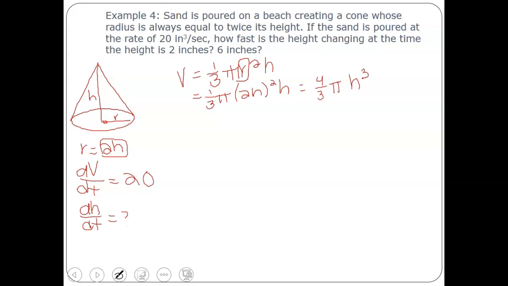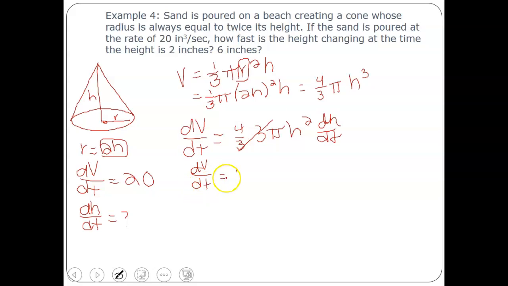Now, my volume is in terms of one variable, the variable we are looking for the rate of change of. So we're going to say that dV/dt equals 4/3 times 3 pi h squared dh/dt. My 3's cancel, and we get dV/dt equals 4 pi h squared dh/dt.